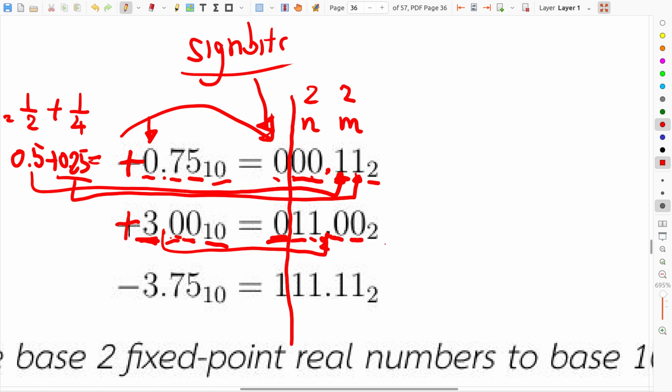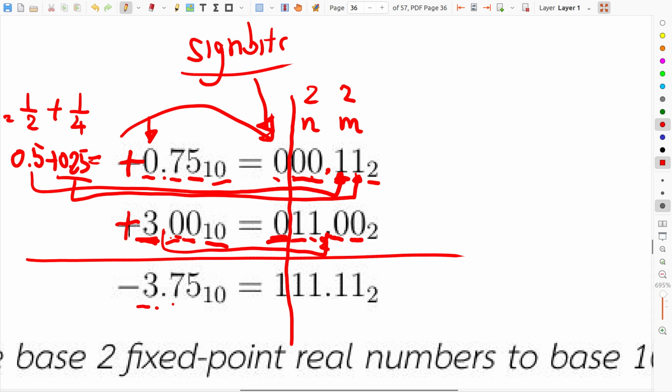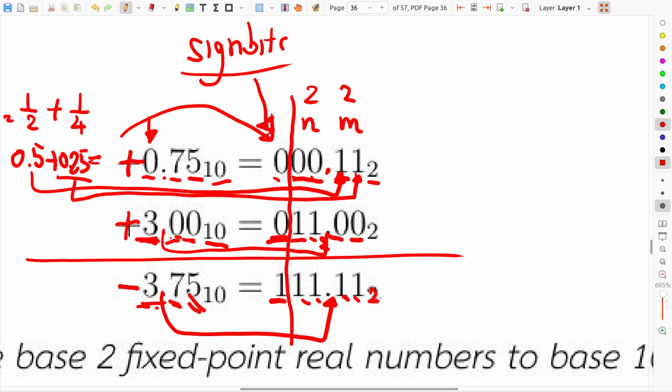Now we combine them together as minus 3.75. As you can see, the negative sign is represented by this sign bit here. 3 is 11, then the decimal point, and .75 is 11 base 2. Therefore, minus 3.75 is 111.11 base 2.